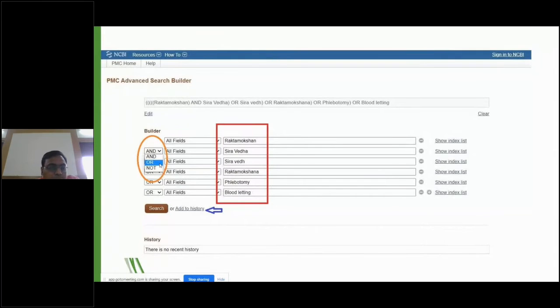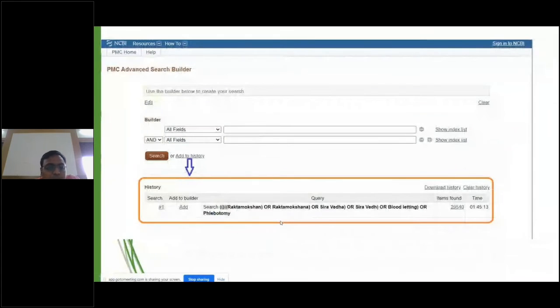Okay. Then you have to click on add to history. This is the blue mark, add to history. When you click on add to history, this window opens. So with add to history, you get one arm of your study. One arm means all the articles related to Siraveda. How many articles are there? 29,540 articles are related to Raktamokshana, Raktamokshan, Siraveda, bloodletting, phlebotomy, and so on. So this is one arm.